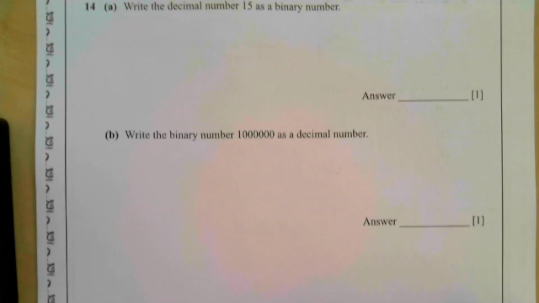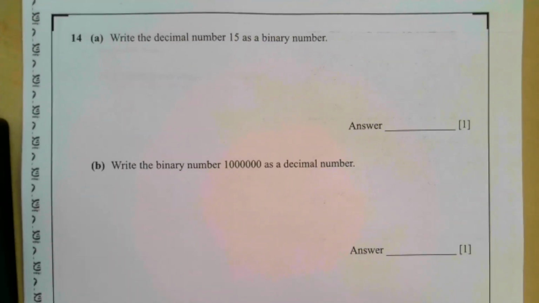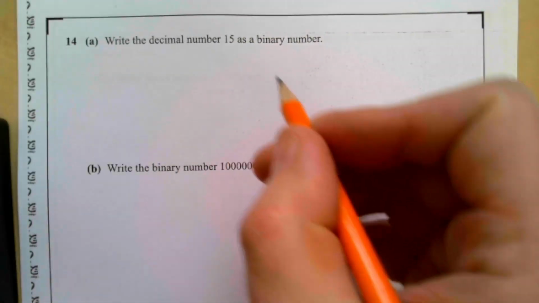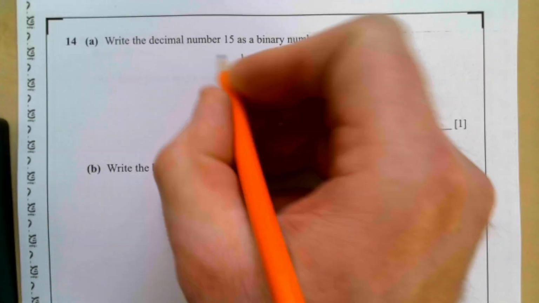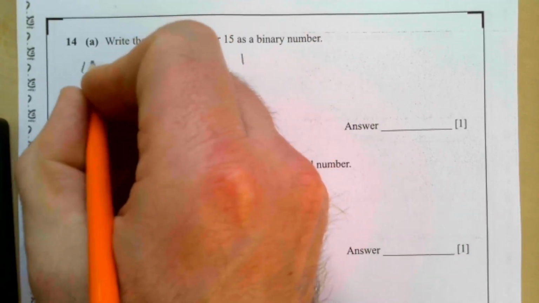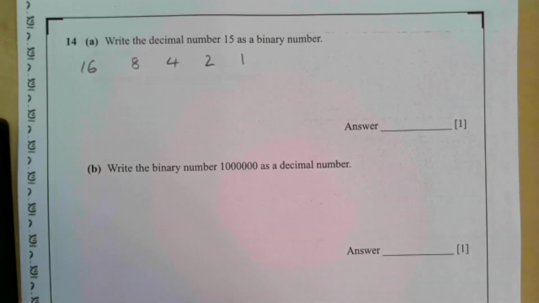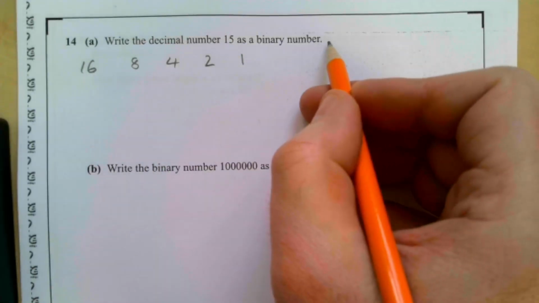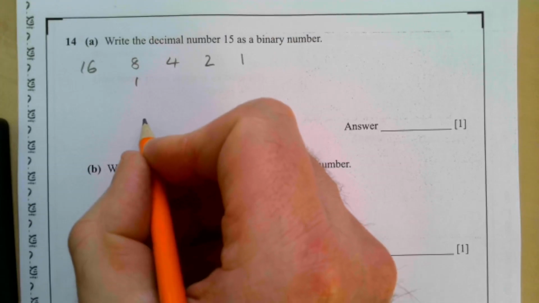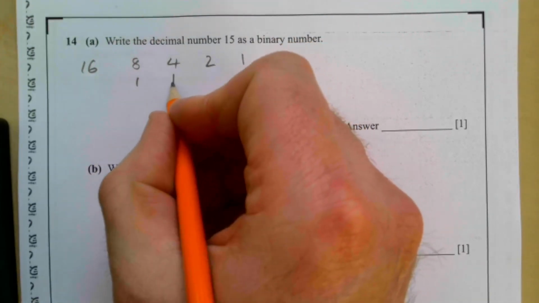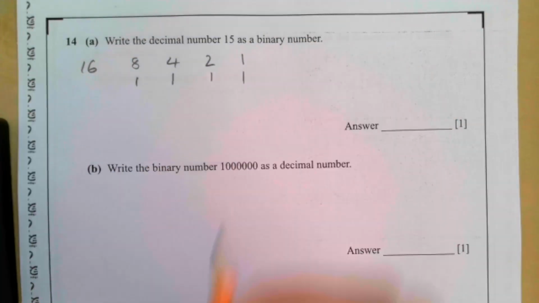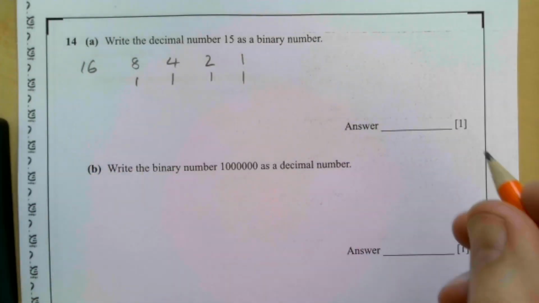Question 14. Write the decimal number 15 as a binary number. The way I normally set these up is I would have 1, 2, 4, 8 and 16. I can't have a 16, that makes it too big, so I need an 8. 8 plus 4 is 12, plus 2 is 14, plus 1 is 15, so it's going to be 1, 1, 1, 1.